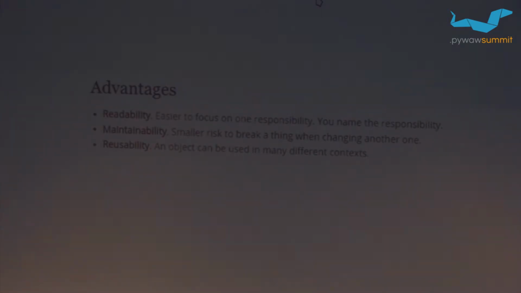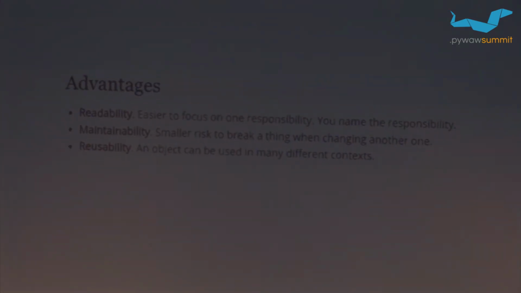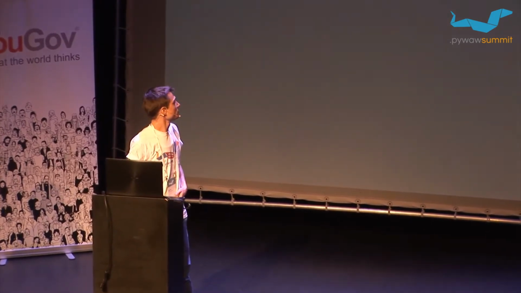Reusability. If you have one object that is abstracted from the different contexts in which it is used, you can use it in many different contexts. So if you had a class for sending email messages, then you can use it to send many different kinds of emails, not just report emails, but also like registration emails and many different kinds. And also you could extract this class or the whole module into a separate library and use it in many different projects. So it's really reusable.